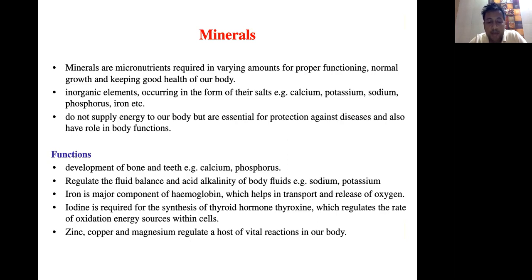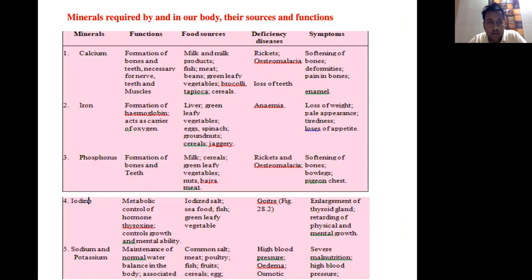Again, zinc, copper, magnesium, all these take part in a host of vital reactions in our body. They help in the enzymatic processes in our body, which support different important functions. So here's a chart which shows minerals required by our body, their sources, their functions, their deficiency diseases, and what could be the symptoms if there's an absence.